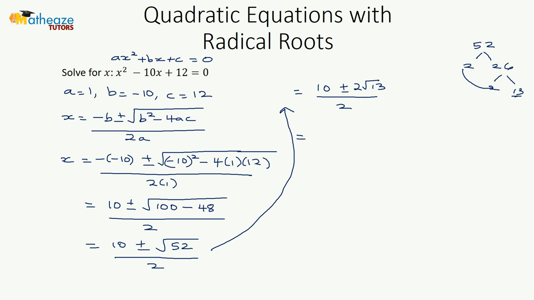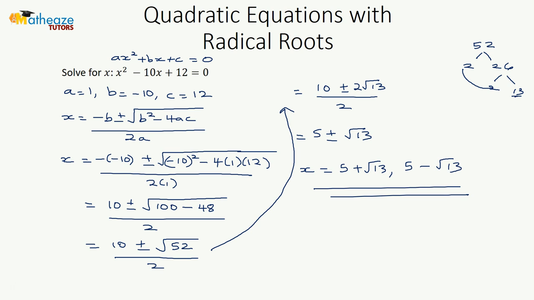We can divide each of the terms by 2, so we have 5 plus or minus the square root of 13. So x is equal to 5 plus the square root of 13, or 5 minus the square root of 13. These are the roots of the quadratic equation.